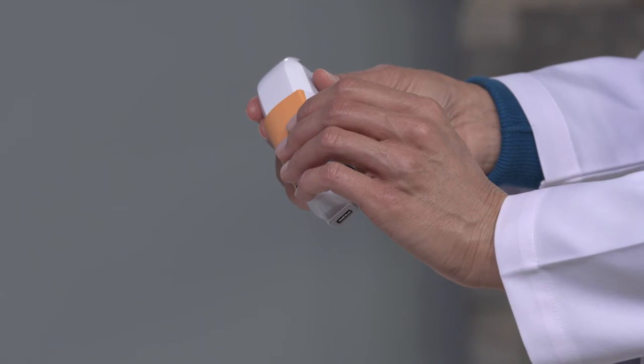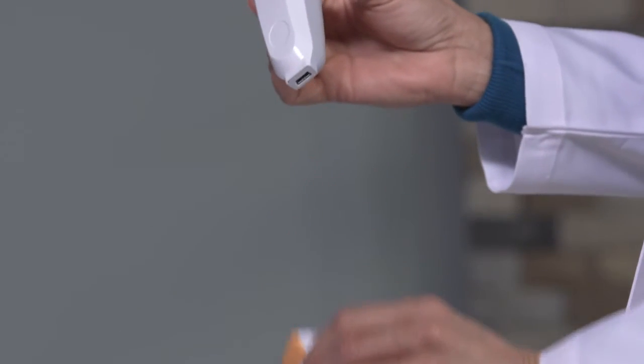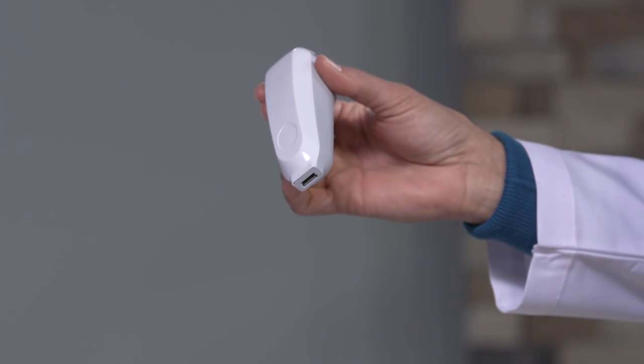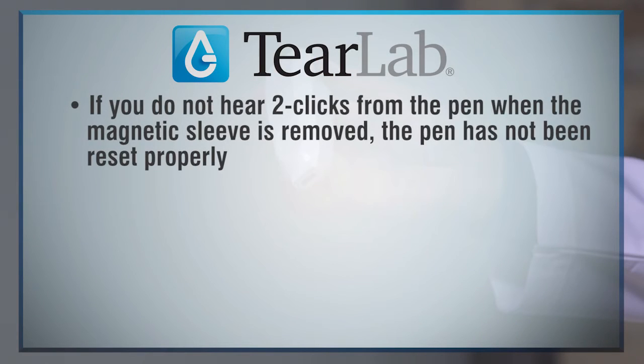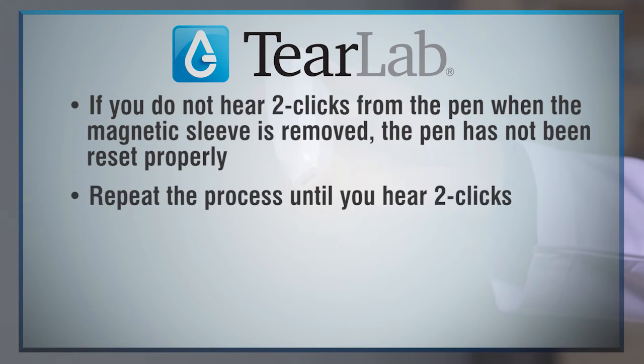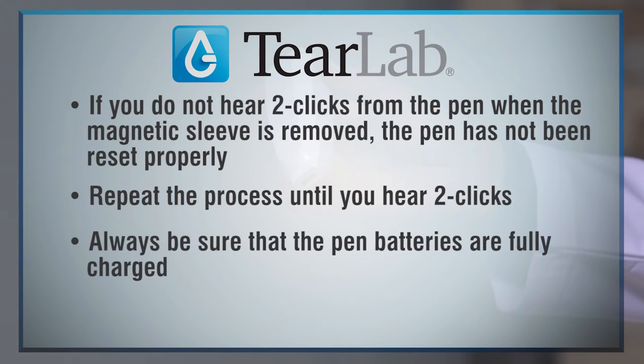Hold this position for 5 seconds, and when you remove the magnet, you will hear 2 clicks, indicating the pin has been reset. If you do not hear 2 clicks from the pin when the magnetic sleeve is removed, the pin has not been reset properly. In such a case, repeat the process until you hear 2 clicks. Also, always be sure that the pin batteries are fully charged.